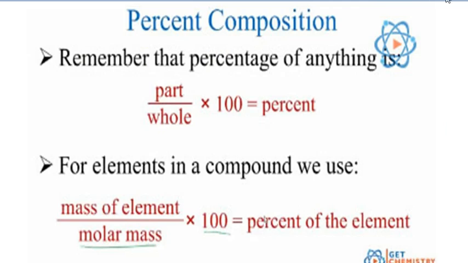So in this slide, percentage composition. Now in mathematical terms, what is a percentage in general? Percentage is part of anything divided by the whole, into 100, that will give you the percent. So for elements in a compound, we use the mass of the element divided by the molar mass, into 100, and that will give the percentage of that element.